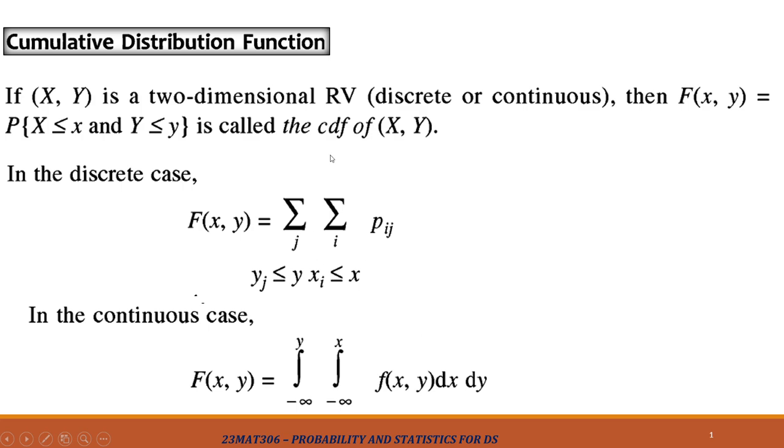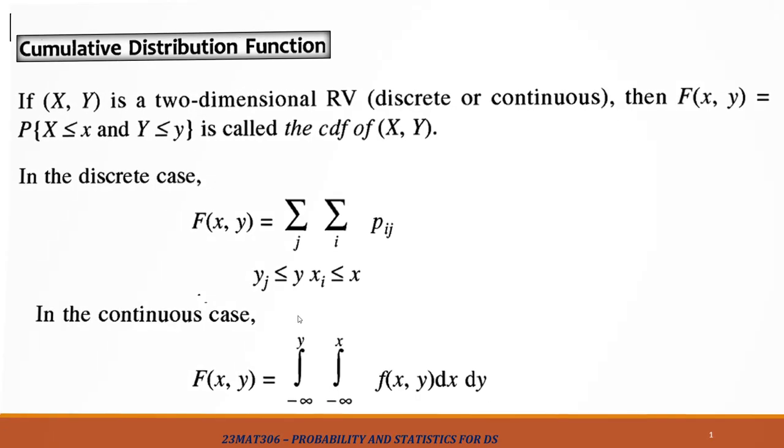In the discrete case, we use summations for both x and y restricted to some values. In the continuous case, we integrate the function with respect to x and y. Here, focus on this limit. It varies from minus infinity to some particular value of x, and minus infinity to some particular value of y.